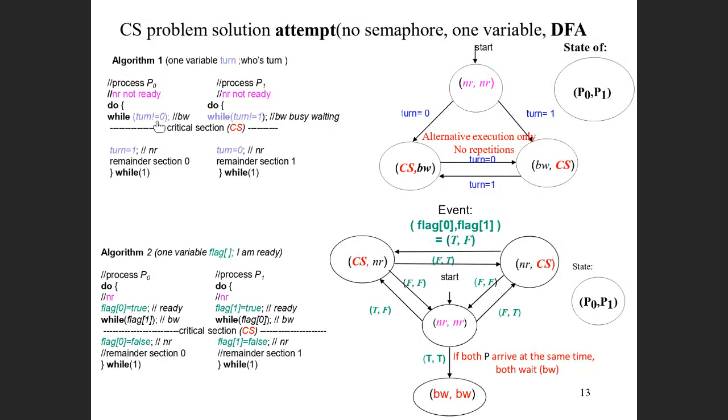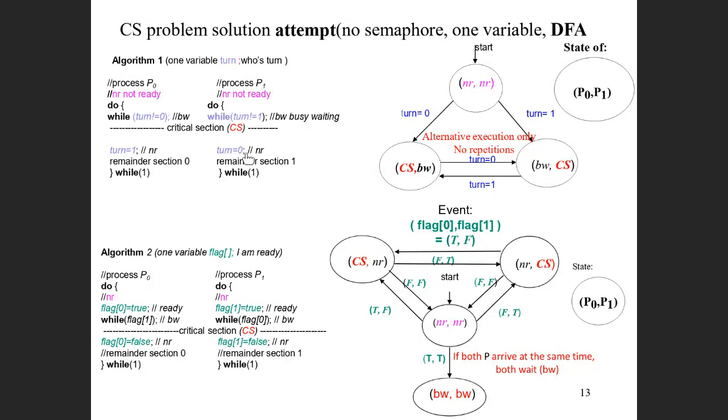If the turn value was not equal 0, the process would wait, okay? Because this is for process 0. But obviously, turn is 0, so it's not waiting. And after executing the critical section, it sets turn to value 1, and it is now not ready.